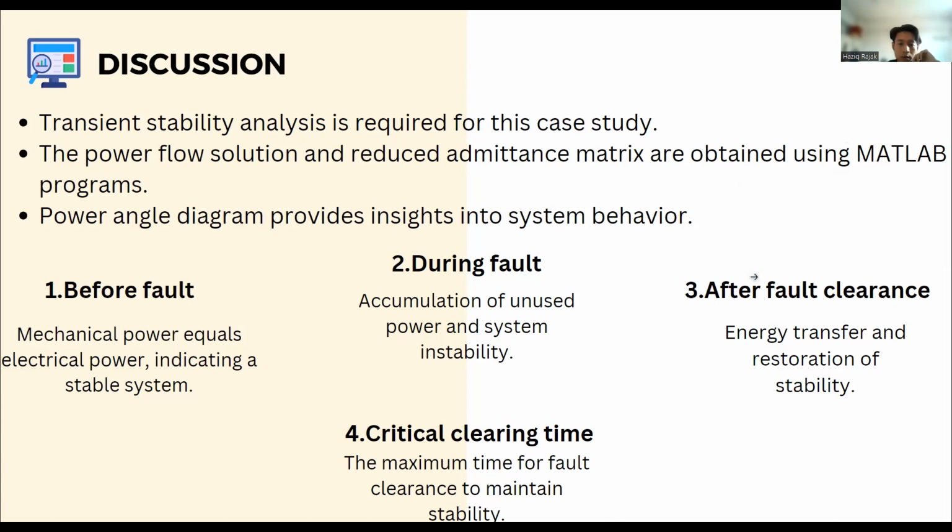The third one, after fault clearance. In this phase, there is energy transfer and restoration of stability. The system returns to stability as the accumulated mechanical energy is converted into electrical energy. And the last one, critical clearing time, which is the maximum time for fault clearance to maintain stability. Faults must be cleared before the critical clearing time to avoid system instability.